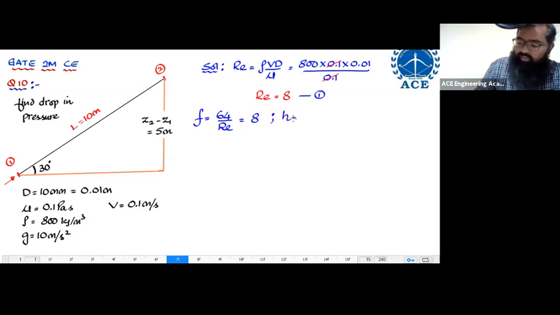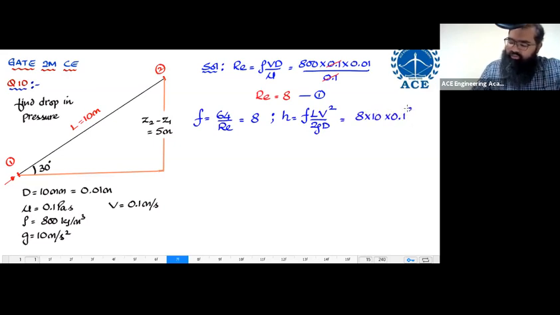Now I will write the formula for head loss. Head loss is equal to how much? f L V square upon 2 g D. Do along with me again. Okay, put in the numbers. f is equal to 8. L is equal to 10. V is equal to 0.1 square by 2 times g, which is 10, D is 0.01. How simple numbers they have asked in GATE. These two get cancelled off, these two get cancelled off, these two will yield only 4. So I see the value of head loss over here is equal to 4 meters of fluid.